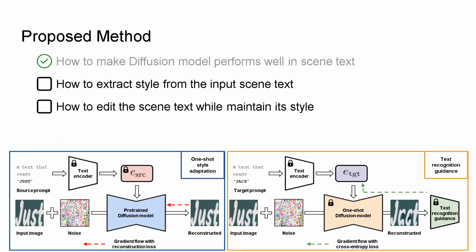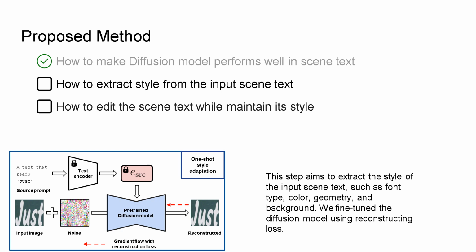For the manipulation process, we split our process into 2 steps. First, one-shot style adaptation. This step aims to extract the style of the input syntax, such as font type, color, geometry, and background. This step involves fine-tuning the diffusion model using reconstruction loss.